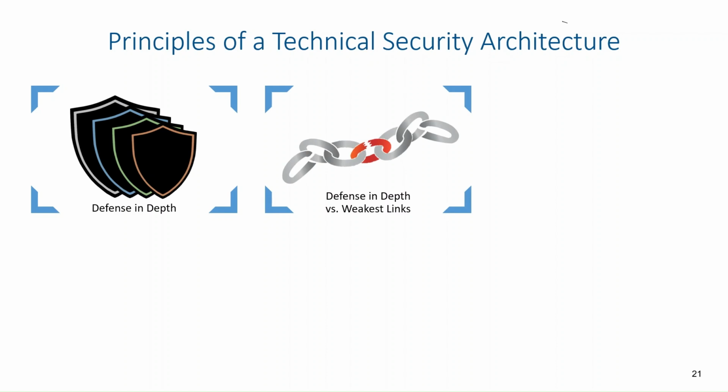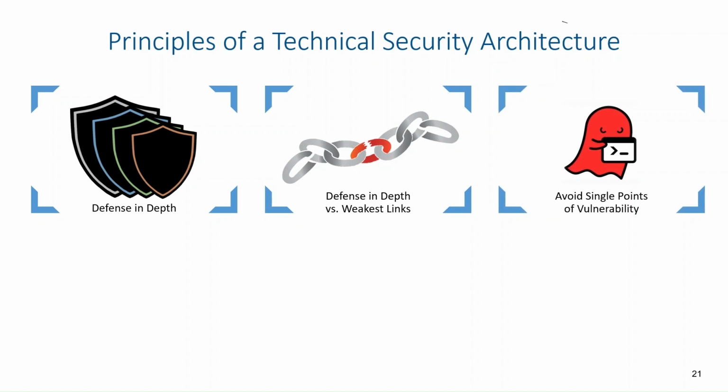Another thing to consider is weakest links. Even though we have defense in depth, if we have one weak link that allows an individual to bypass all these defenses that we have in place to gain direct access, we need to make sure that we handle that and protect against that from ever happening. Another principle of the technical security architecture is to avoid single points of vulnerability. It could be that someone is able to gain access because an employee didn't behave properly by installing or downloading pirated software that allowed a backdoor entry into the network, etc.